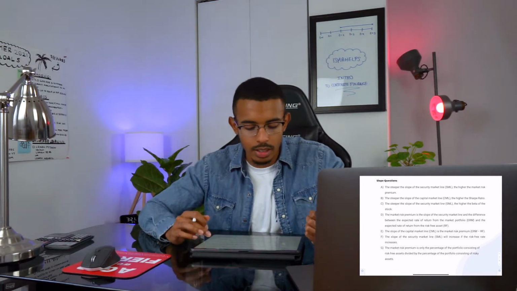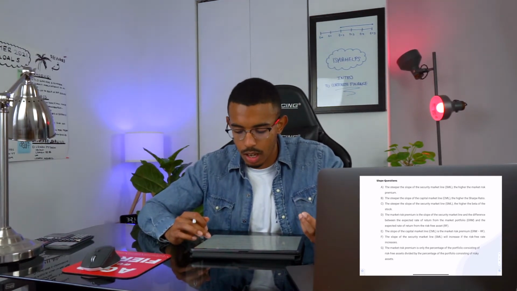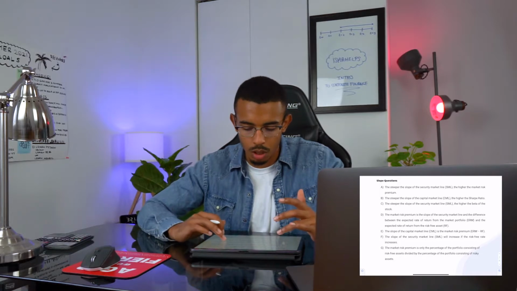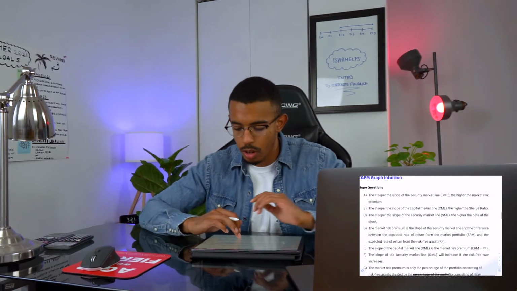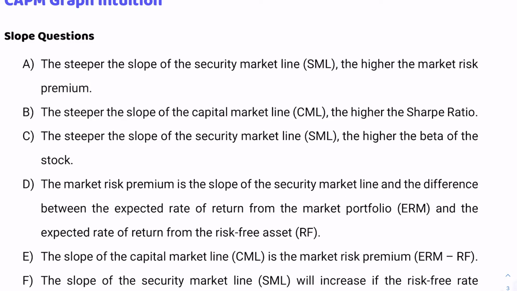All right. So A says that the steeper the slope of the security market line, the higher the market risk premium. And this is really cool because we have a lot of good stuff in this question. We're discussing this concept of a steep slope, this concept of the SML, and we're also introducing the higher the market risk premium. So we're discussing this concept of the market risk premium.